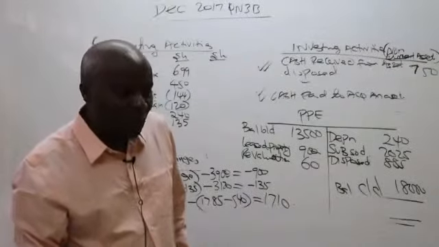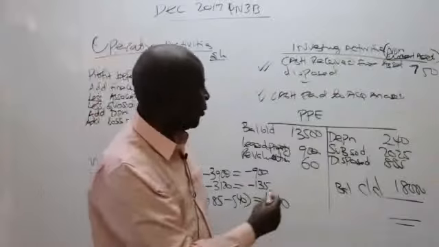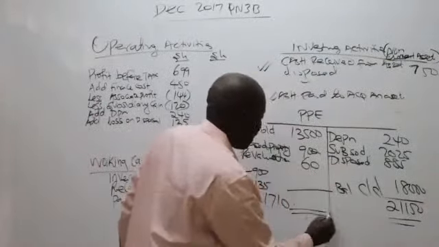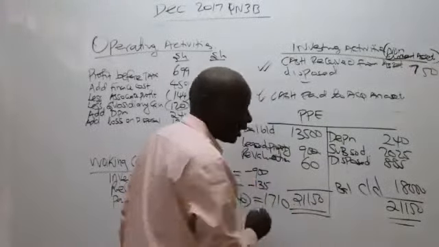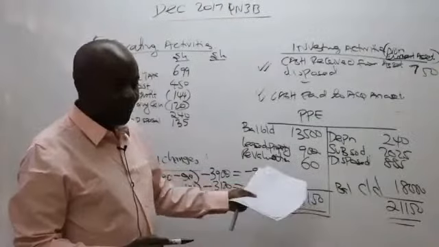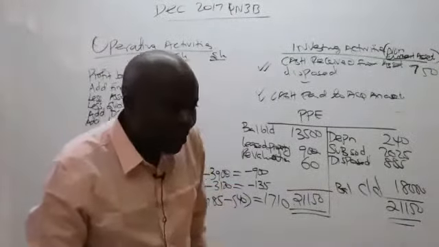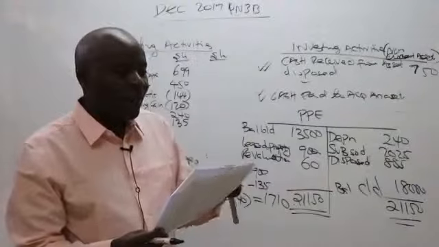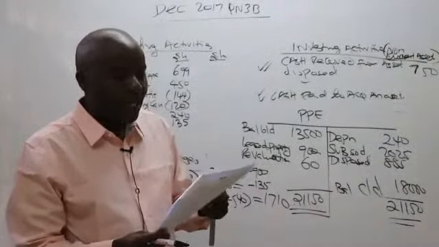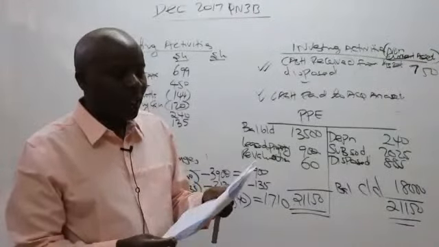They have said 21,150. This is the big one, truly. This is 21,150, meaning that the balancing figure will come on this side. Balancing figure. The revaluation amount is from where? It's from note number 6.